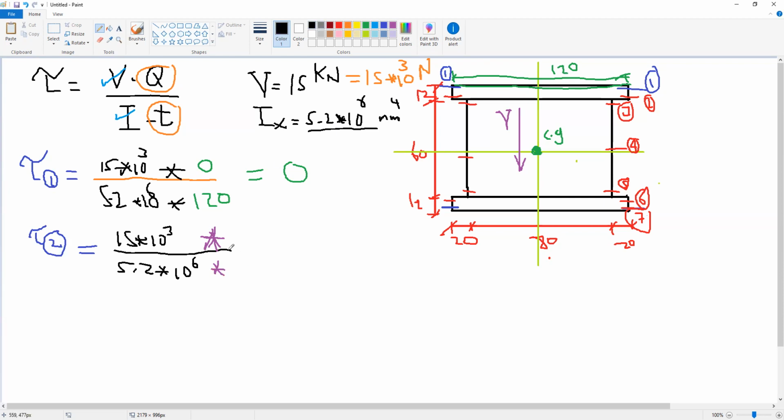For the thickness, how much is the thickness here at section 2? This is section 2 here. So the thickness at section 2 is still 120. And for Q, how much is Q? Q2, Q at section 2. How much is Q at section 2?